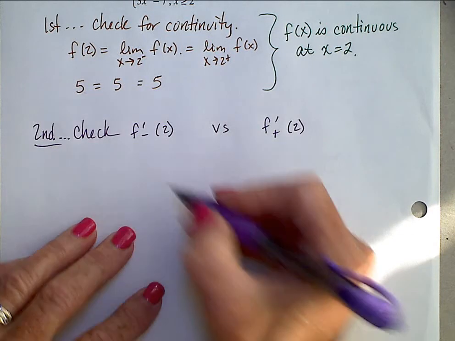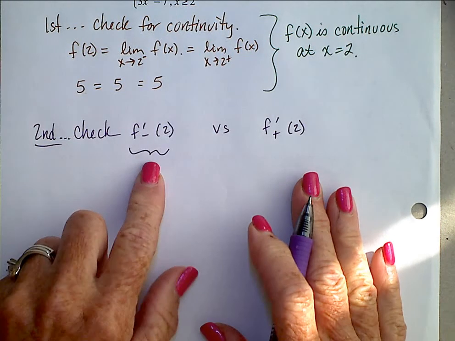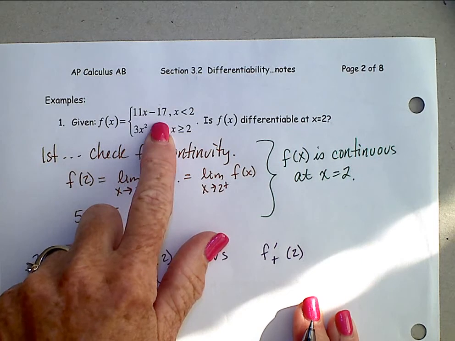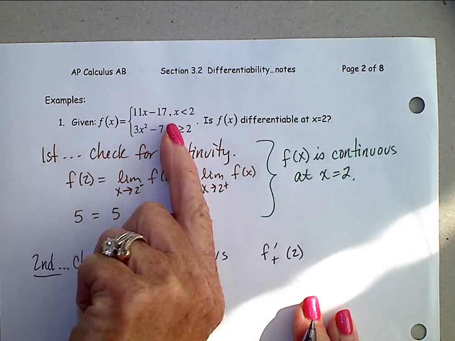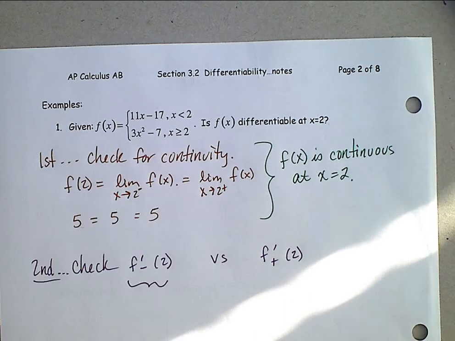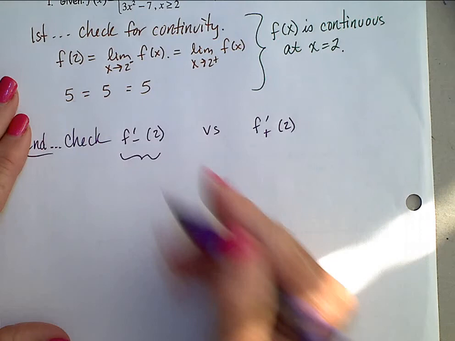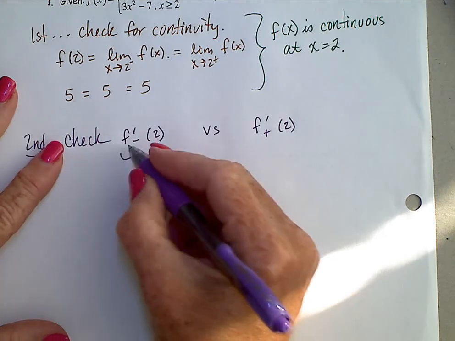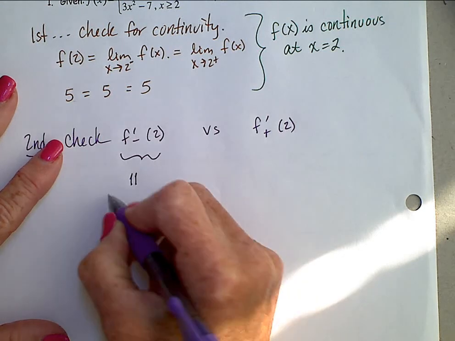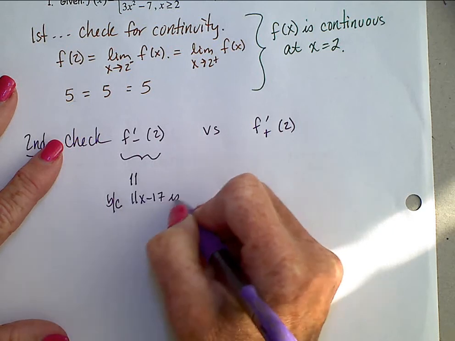Now one of the things that we can start to do here is to recognize that the left side of 2 is this 11x minus 17. That's a line, so it has a constant slope. So we can come down here and say that this has a slope of 11 because 11x minus 17 is linear.